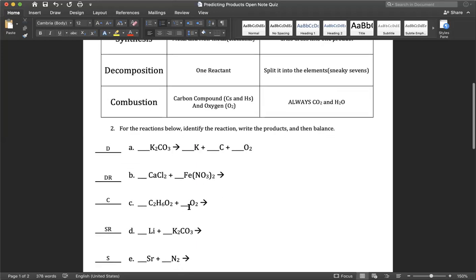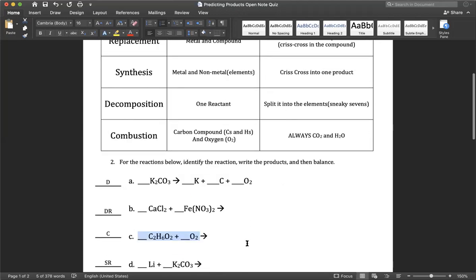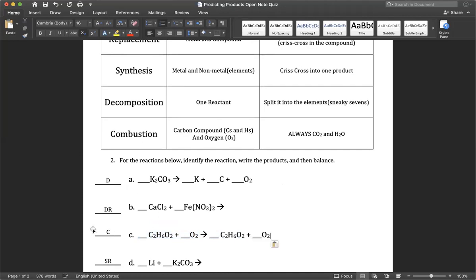Let's do combustion next. What are my 2 products for combustion? CO2 and H2O. Yeah, it's always CO2 and H2O. So if I can identify it as combustion, I just go, all right, this one's going to be CO2, and this one's going to be H2O. So combustion is actually probably the simplest one if you can identify it.